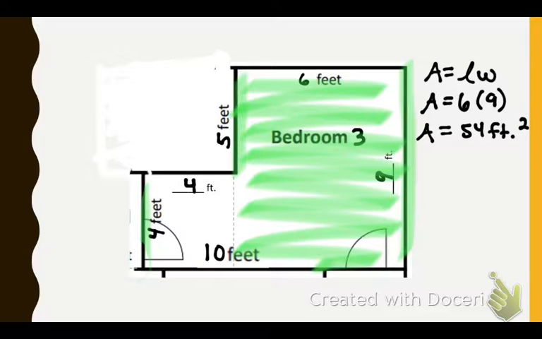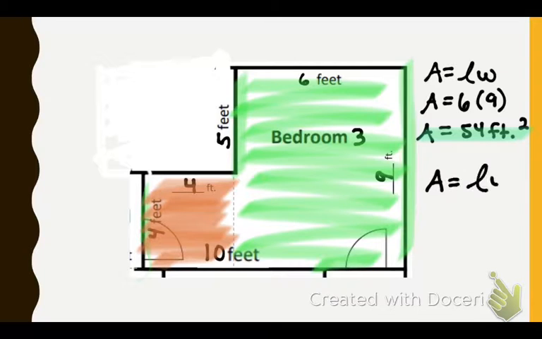Am I done? No, that is not the entire area of bedroom 3. You know what else I need to find out? The other area. Okay, so this is just the space of the green. I have to add in the other area. So let's say this space in red. How would I find the area of that space? We're still doing length times width or side squared, either one. 4 times 4, which is what? 16 feet squared.